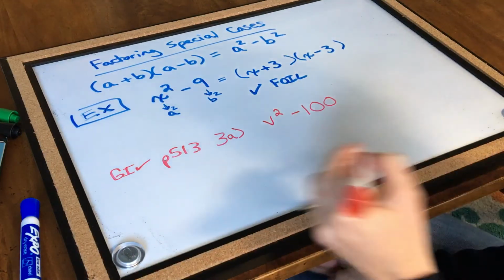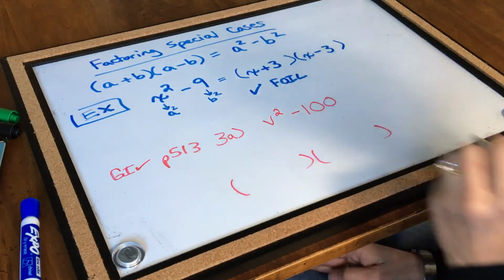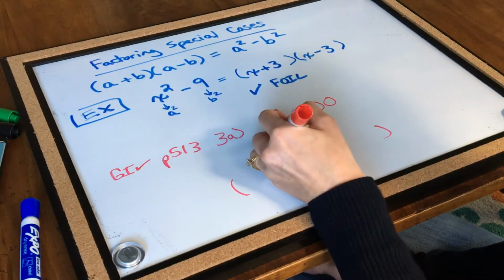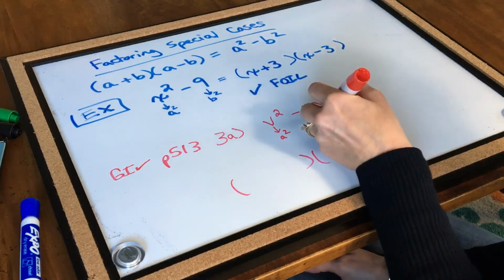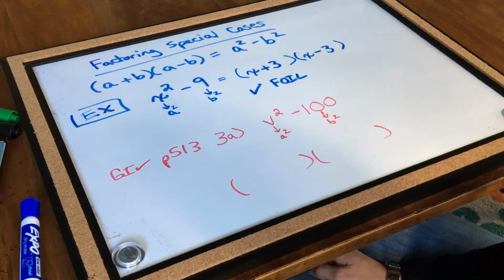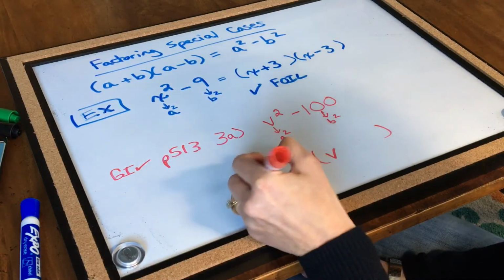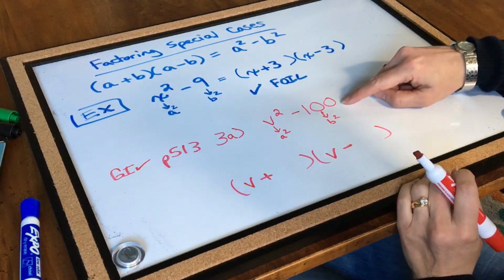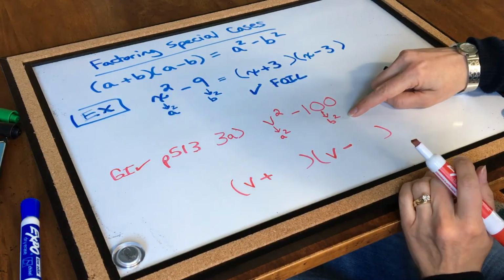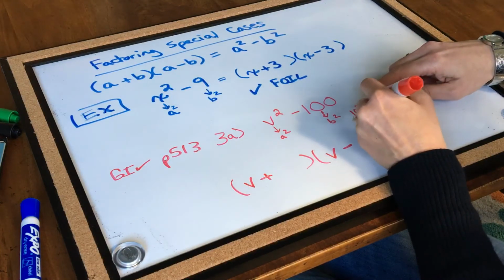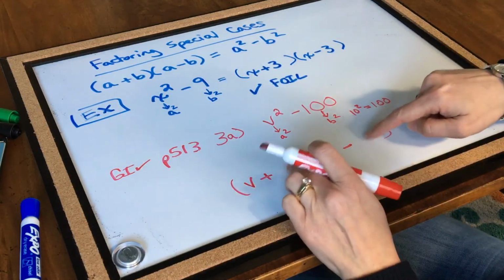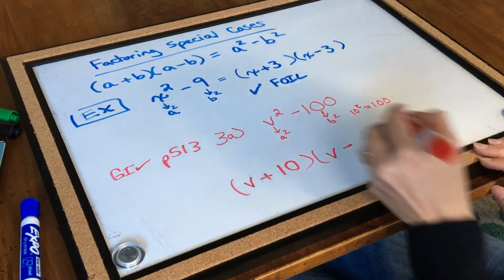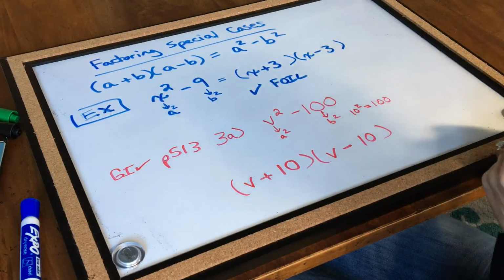All right, let's take a look, folks. So I know that I'm going to be factoring a special case, so I'm going to have 2 parentheses. I know that my v squared is in the a squared position, and my 100 is in the b squared position. So let's put in our variables first. Let's put in our plus sign and our minus sign. And then I just have to think about what number squared would give me 100. And of course that is 10, right? Because 10 squared equals 100. So 10 is going to go in my positions here. So my final answer is going to be v plus 10 and v minus 10.